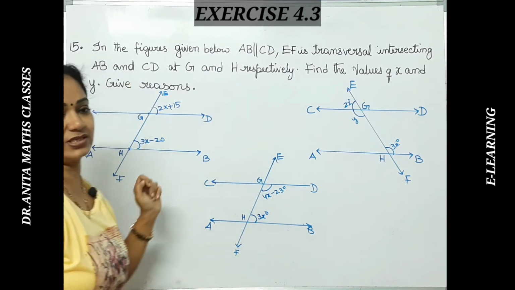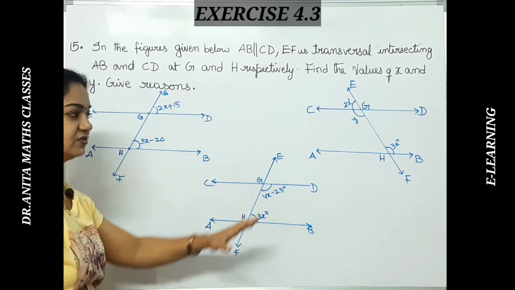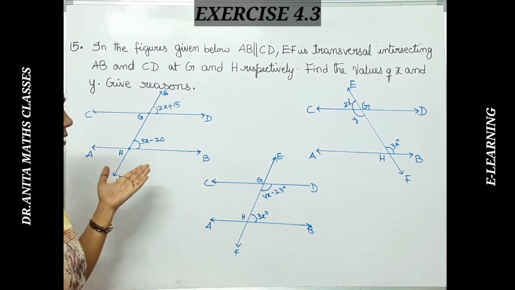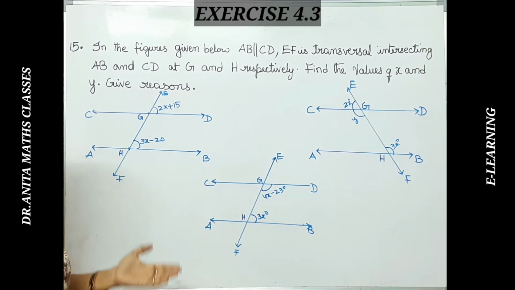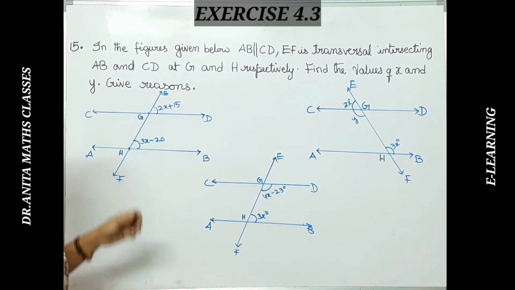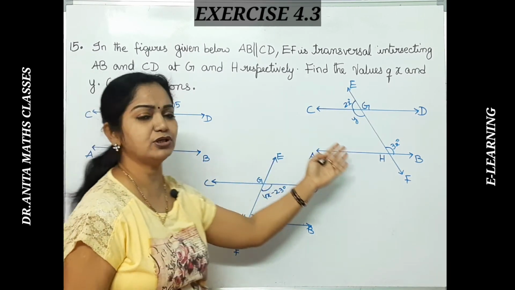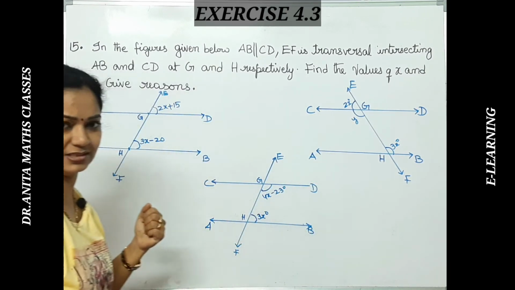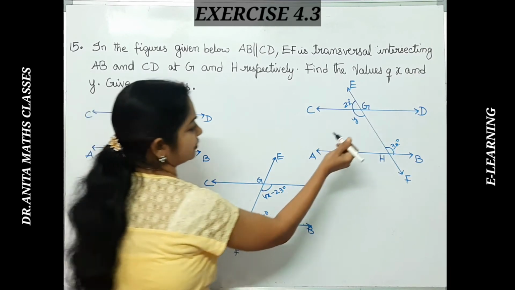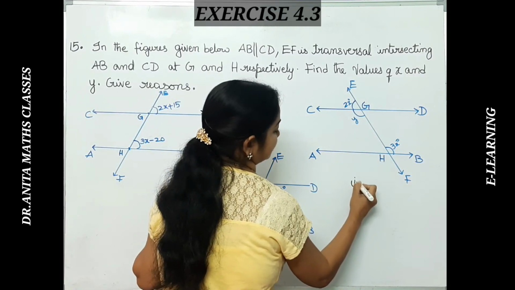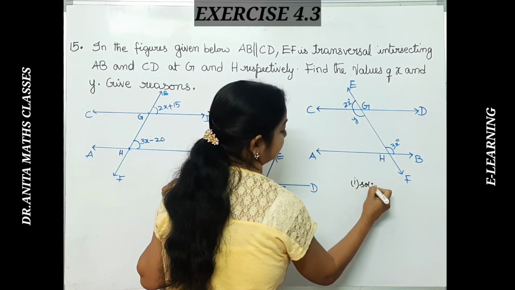Find the values of x and y in all three figures and give reasons why the x value is that much and the y value is this much. We need to give the reasons. Here we have to use the properties of parallel lines, the axioms. Let me start with the first solution.